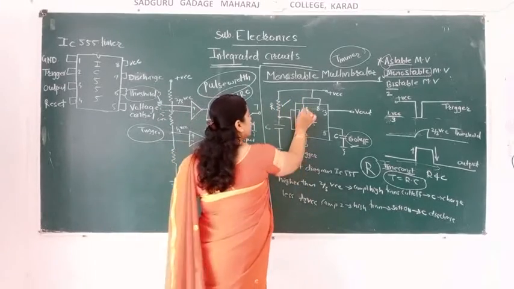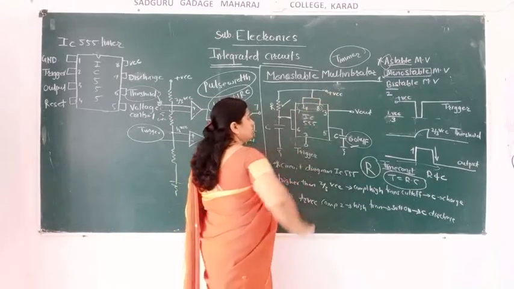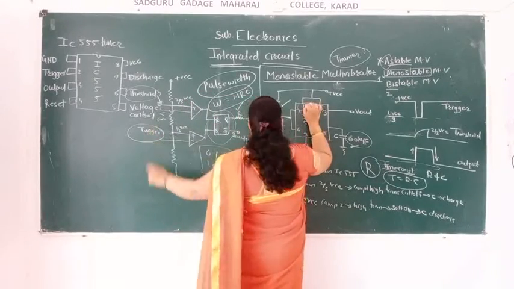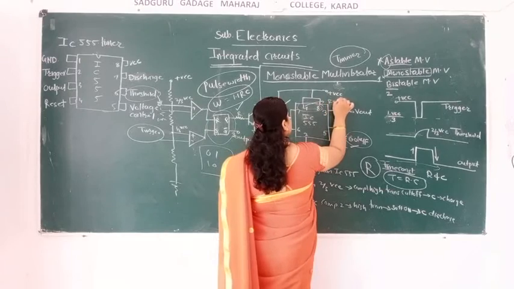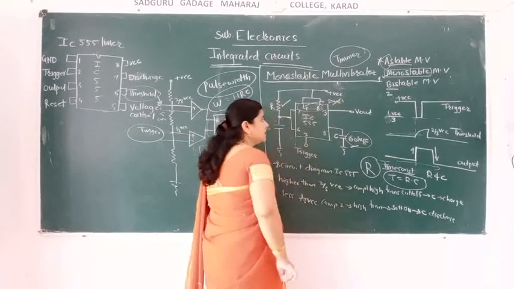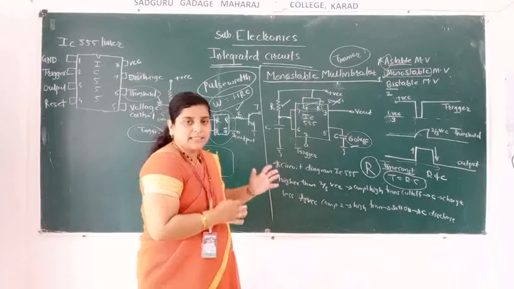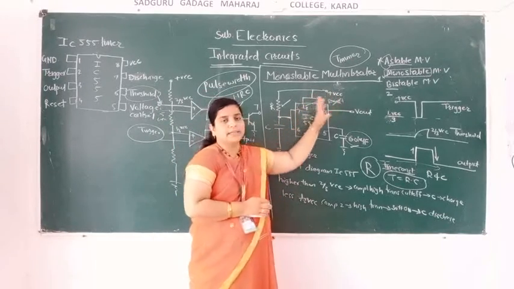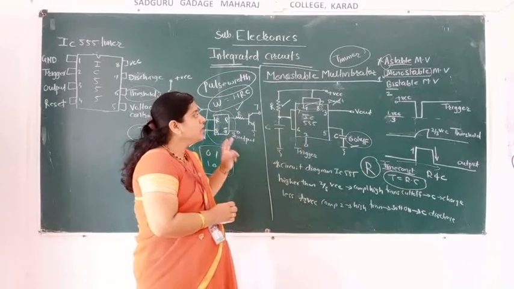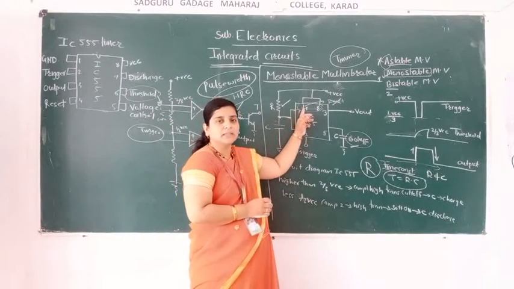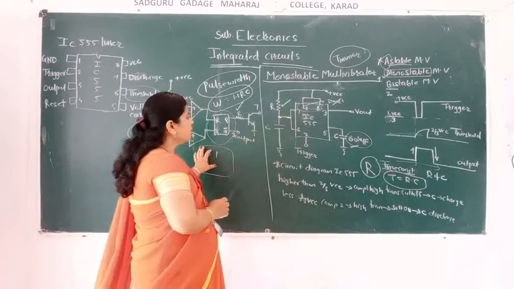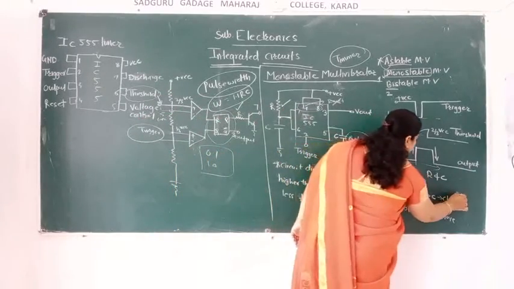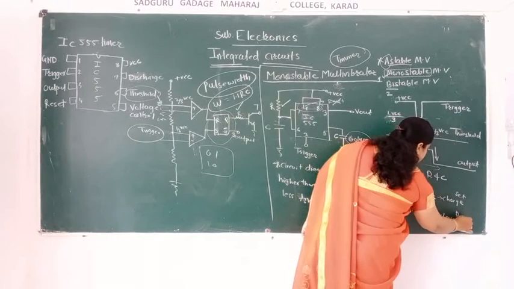Okay, and pins 4 and 8 are connected together and given to plus VCC to avoid resetting the circuit, because pin number 4 is the reset pin. To avoid resetting the circuit, pins 4 and 8 are connected together and given to plus VCC. Okay, so what happened in this state? In this state the transistor will be set and here the transistor will be reset.